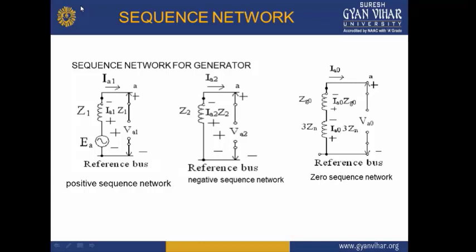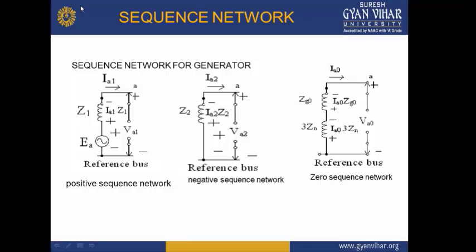That's why we have created only the per phase sequence circuit for phase A. And in this case, the per phase sequence circuit for the positive sequence network will consist of the EMF generated by the phase A component. This is clear. That's why it is written as EA.